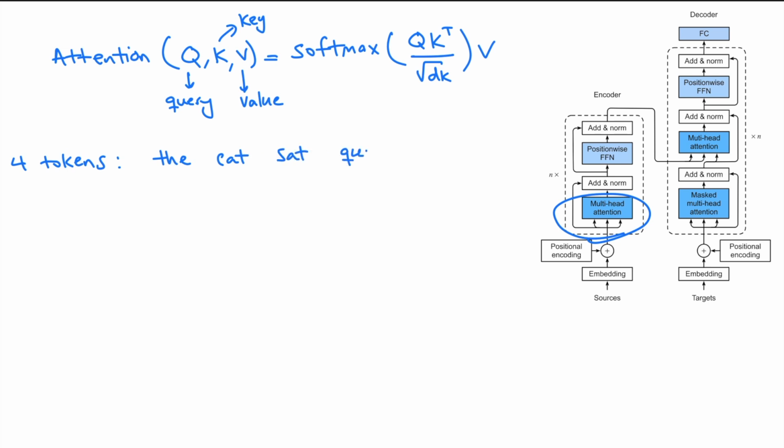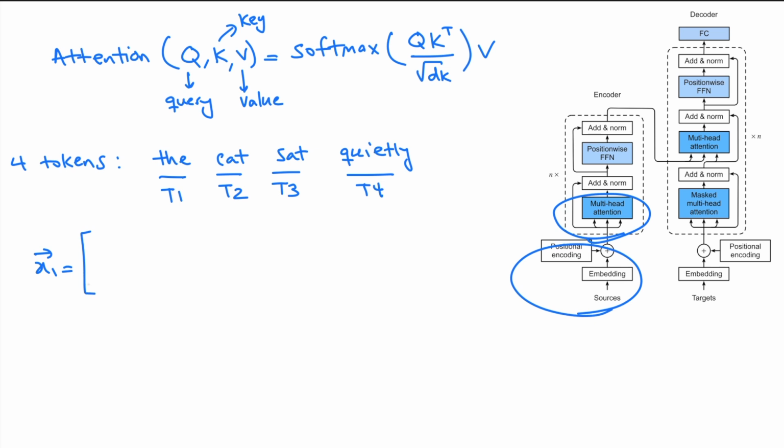In order to do this, let's consider a simple case where we have four tokens. And we have, for example, the sentence, "the cat sat quietly." So we have these tokens T1, T2, T3, and T4. The goal of the first part of this architecture is to give us an embedding or representation of these tokens. And for simplicity, here we assume that the dimensionality, which we showed using dk, equals 3.